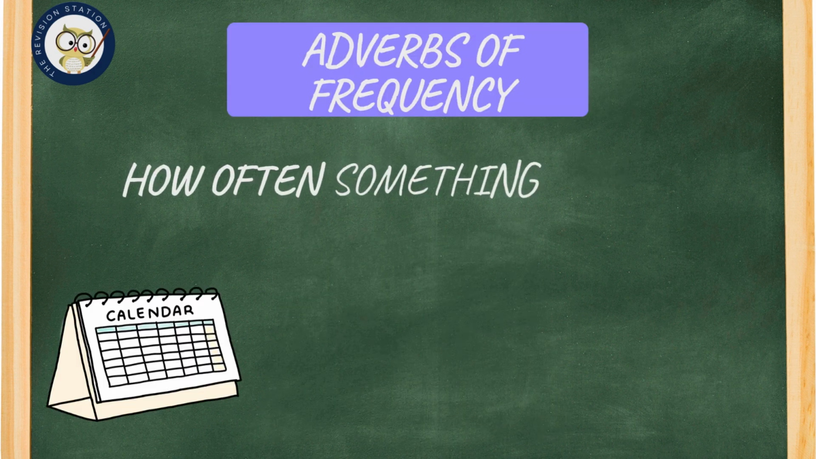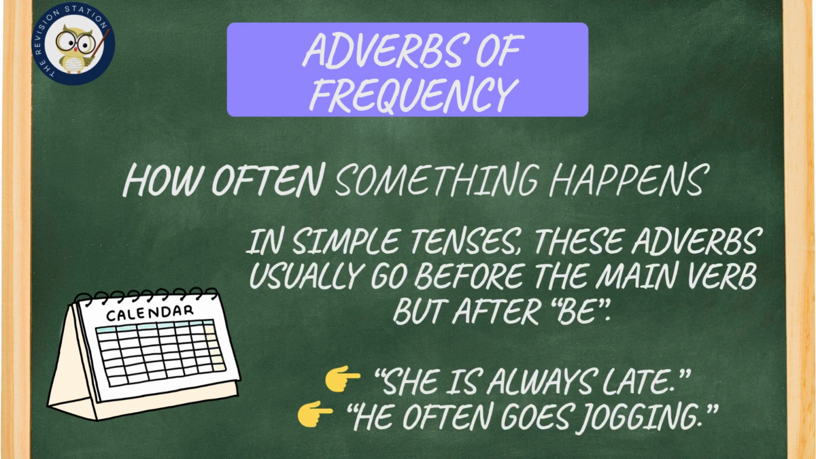Adverbs of frequency tell us how often something happens. These go before the main verb but after be.